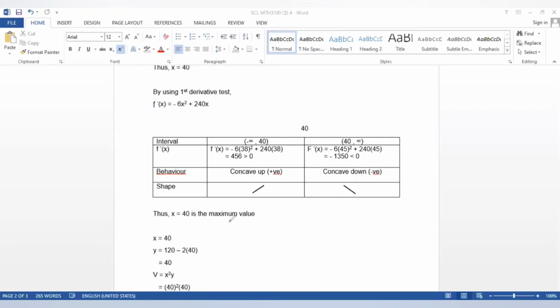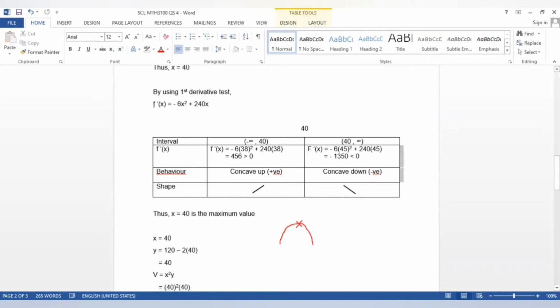Okay, if you want to determine if x equal to 40 is a maximum or minimum, we can combine both shapes. Here the shape is concave up and then it's concave down. So we can determine here it is a maximum value.